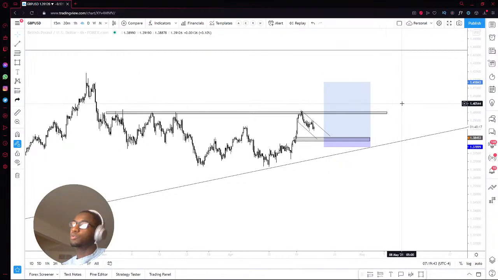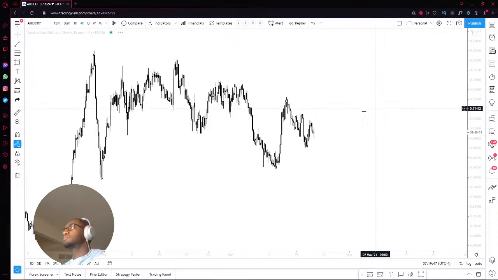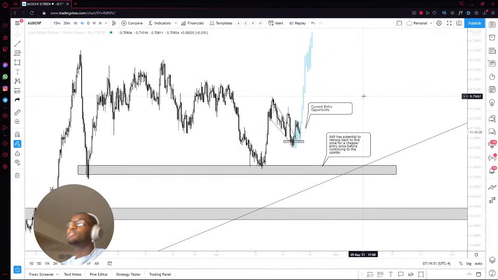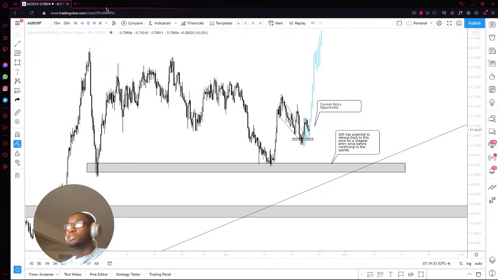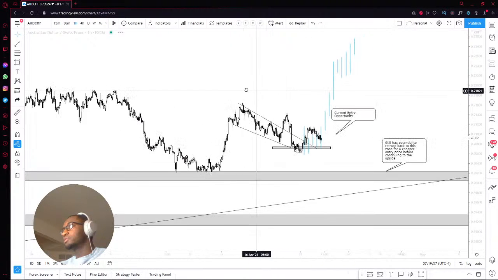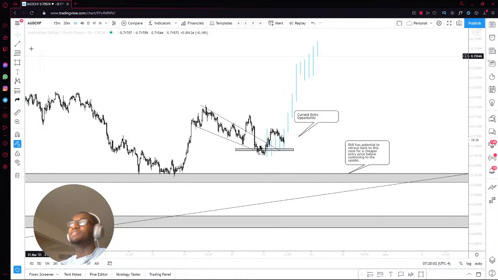Okay, so now let's go to AUD CHF, which right now looks like it at least broke out of the pattern. I wouldn't say it's necessarily playing out right now. It still needs some stuff to happen. Still needs to push up some more, man.